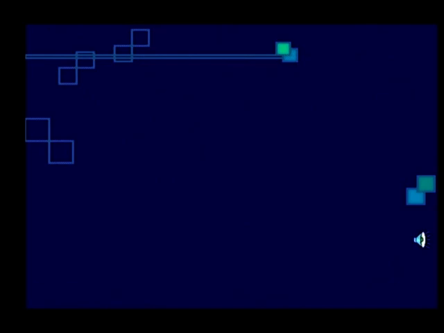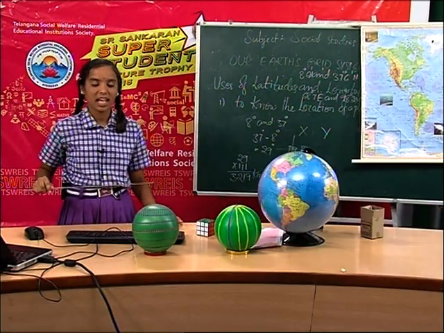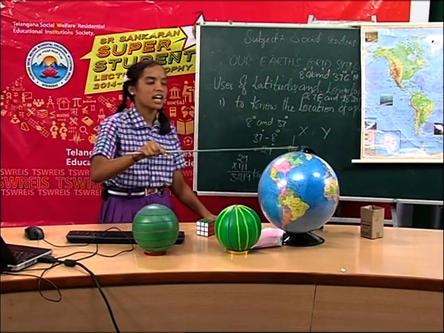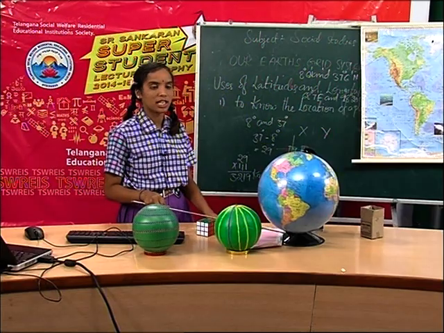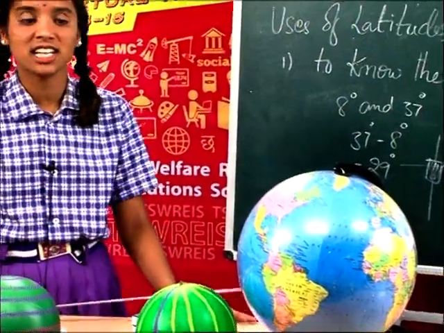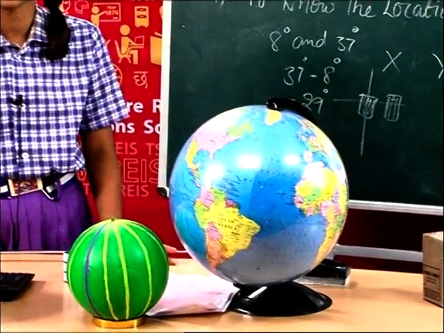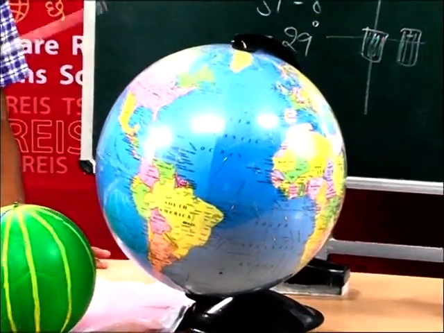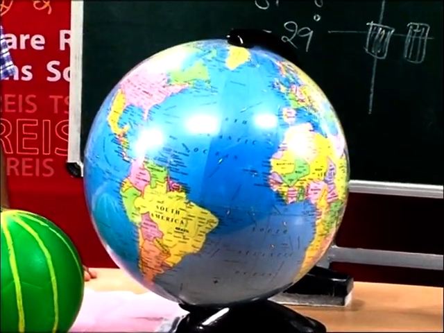Here, the regions which are near the poles, at 90 degrees north pole and 90 degrees south pole, receive less temperature. Here the temperature would be at minus degrees at the north pole and south pole.